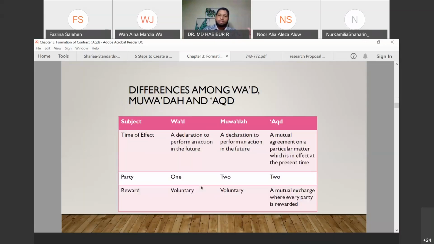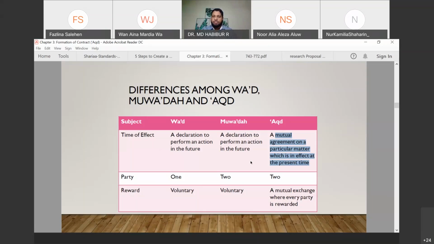Okay. So what is the difference between wa'ad, muawada, and aqd? As we have seen, wa'ad is just a declaration to perform an action in the future. Muawada is also a declaration, but from both sides. So there is no agreement, there is no exchange, no contract. So akad means a mutual agreement on a particular matter which is in effect at the present time.